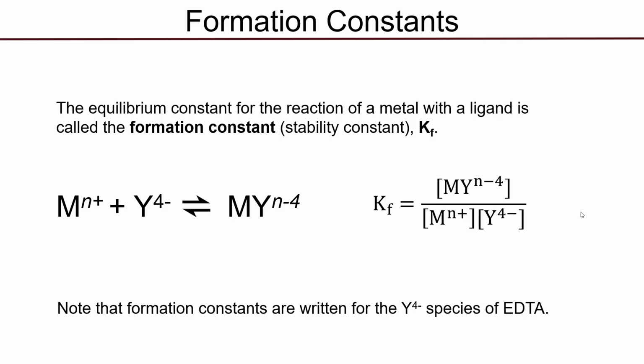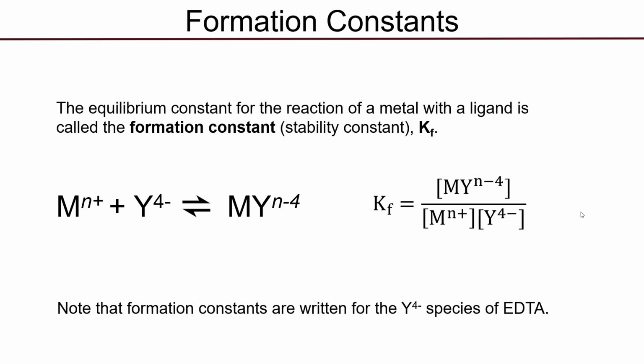So if we use our standard EDTA abbreviation of Y4- for the fully deprotonated EDTA, our generic equation to describe the chelation of a metal ion by EDTA is M^n+ plus Y4- forms the complex MY^(n-4). This is an equilibrium reaction where M^n+ is just a generic metal cation with a charge of positive n, and MY^(n-4) is our EDTA-metal complex.